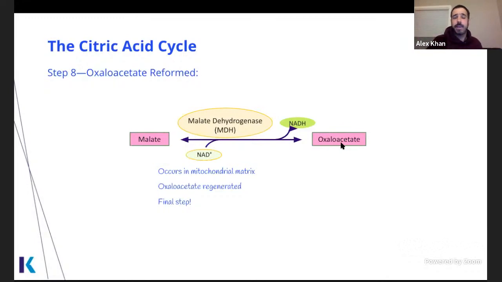And they know this by having done experiments using radioactive labels on the carbons, or radioactive isotopes, right? So it's kind of cool. Don't need to know that for the MCAT, but just a fun fact. So the carbons that we put in are still there, and they're going to disappear in future steps.